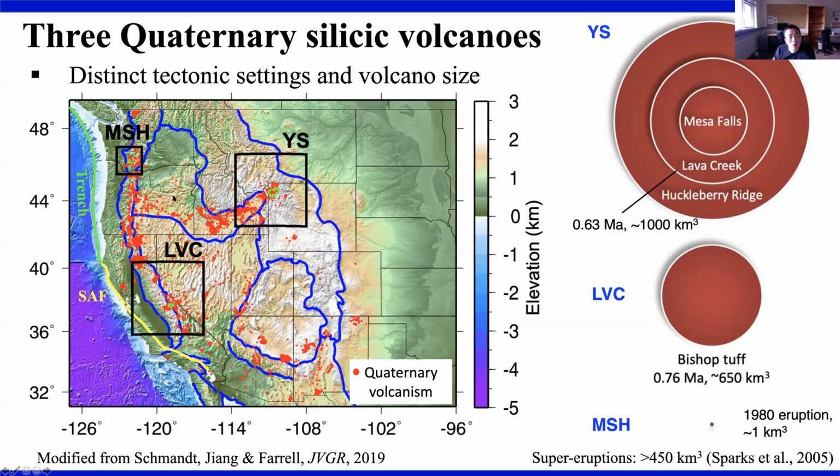Yellowstone is more of an intraplate setting. We all know the hotspot. It's a typical hotspot track that created the Snake River Plain, while the current hotspot is probably beneath this region. So that's the tectonic setting.